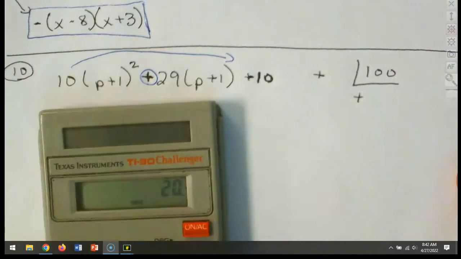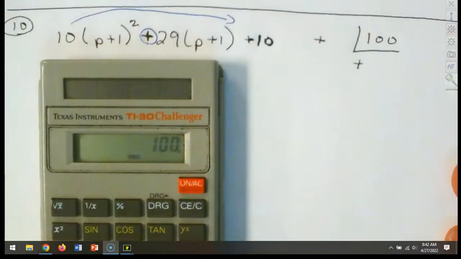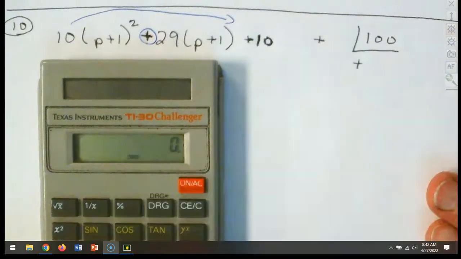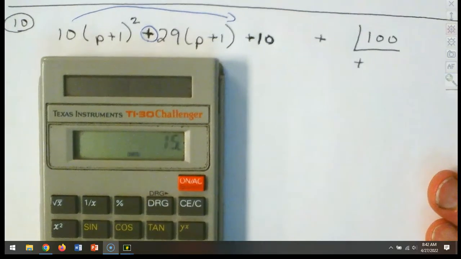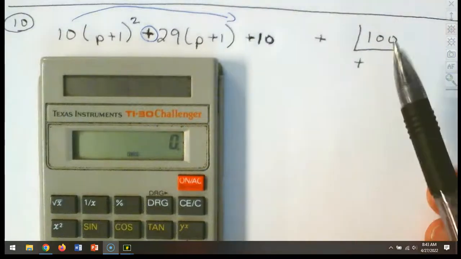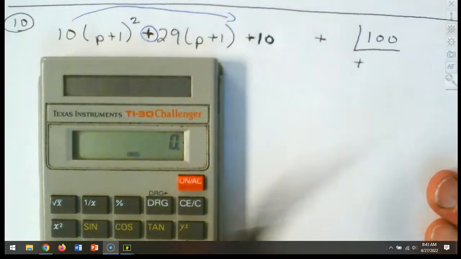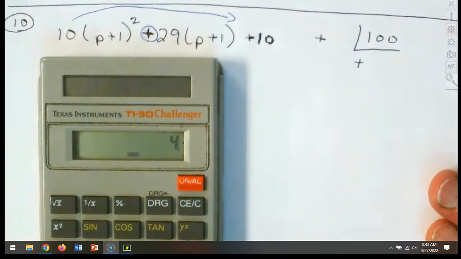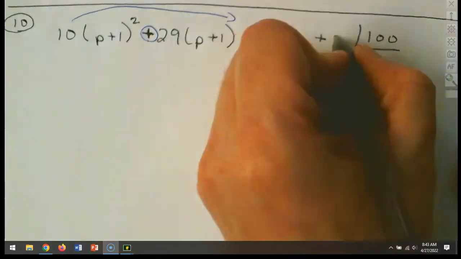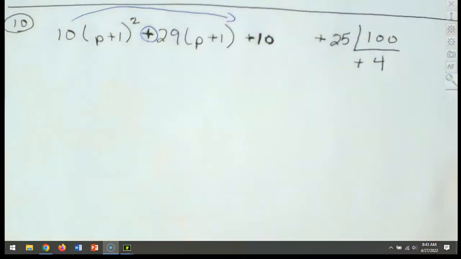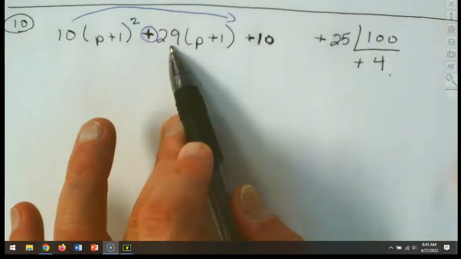If we do 10, 10's not going to work, because 100 divided by 10 is 10, and 10 and 10 makes 20. We need that 29. Let's try 15. 15 doesn't go in there. What about 20? Well, we did 20 a minute ago, because that's 5 and 20. What about 25? Let's check 25. If we take 100 and divide that by 25, what do we get? 25 and 4.